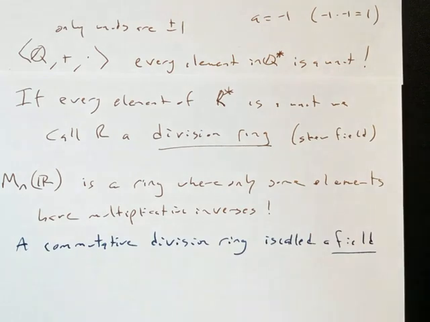A commutative division ring is called a field. That's why I didn't like using the term skew field for division ring, because field to me implies commutativity. The word skew, what does the word skew mean? It's towards one, like skewed to one direction. Pulled to one side or the other, right? It doesn't kind of jive to me.